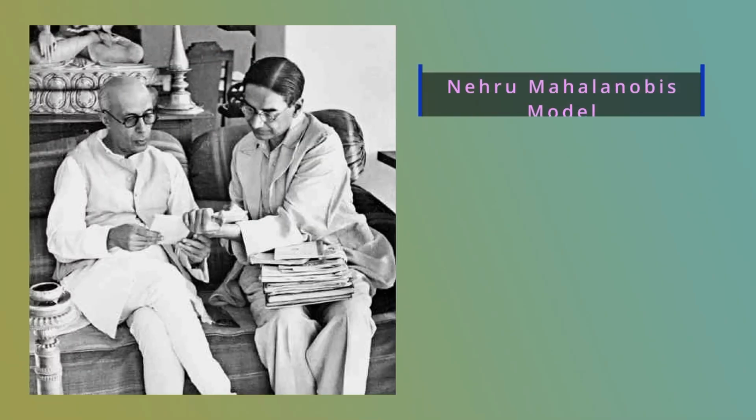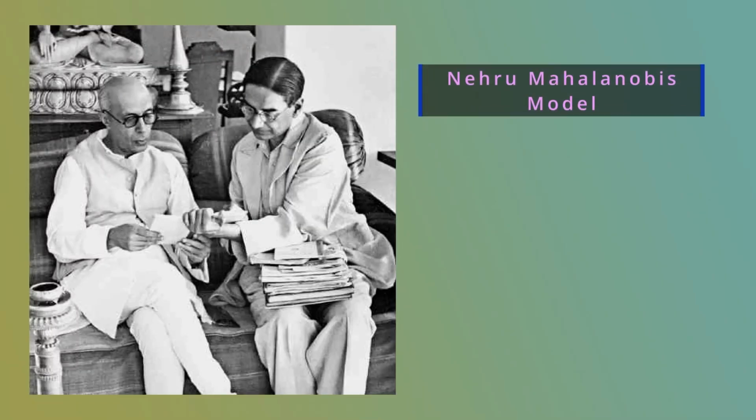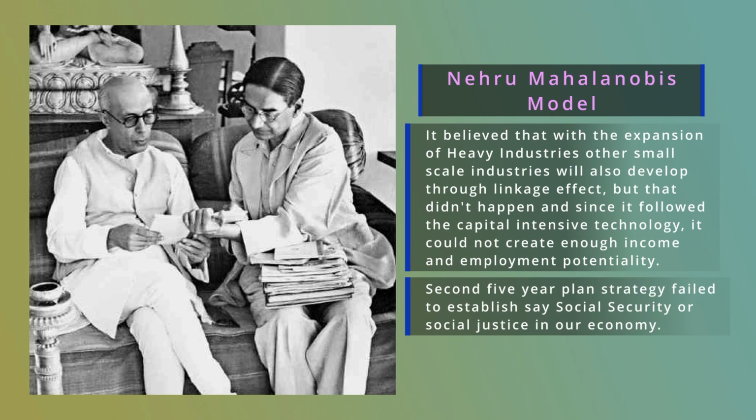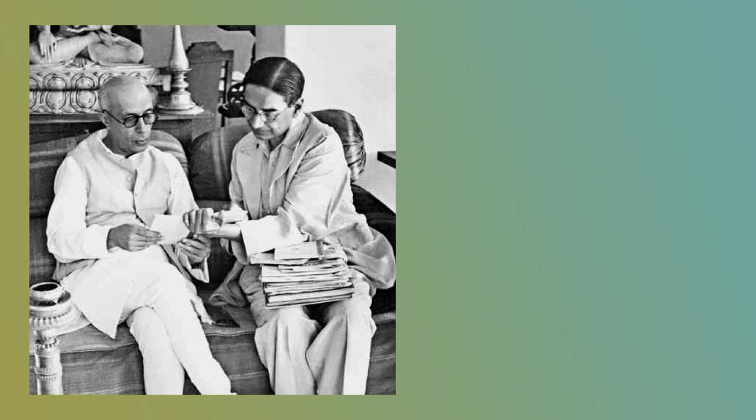Okay, but there were some limitations in the Nehru-Mahalanobis plan model, the second 5-year plan model, because it believed that with the expansion of heavy industries, other small-scale industries would also develop through the linkage effect. But that didn't happen. And since it followed capital-intensive technology, it could not create enough income and employment potential. So the second 5-year plan strategy failed to establish social security or social justice in our economy. Therefore, the objective was to create more equity in the system.